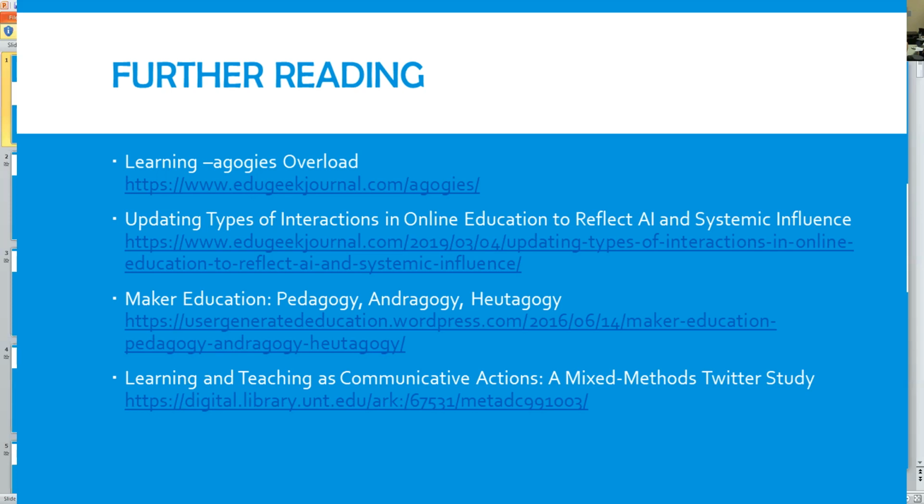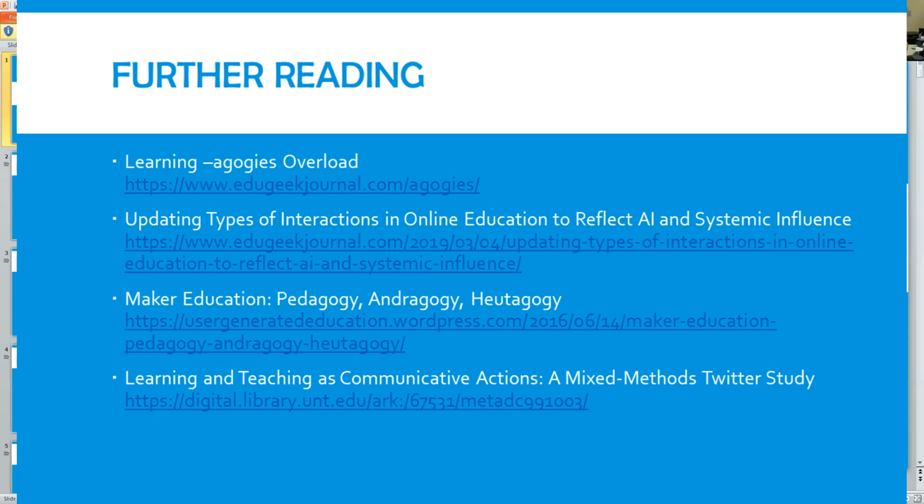Also, this article on the differences between pedagogy, andragogy, and heutagogy is very good. It has a very good chart to help you work through the differences between the three. It is within the context of maker education, as far as maker spaces and maker bots and those kinds of things, but it still works for other contexts. So it's one that I would recommend.